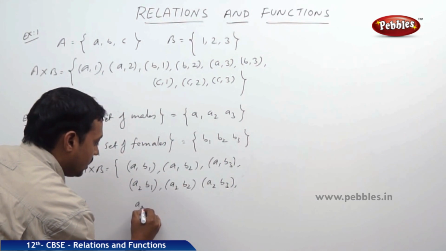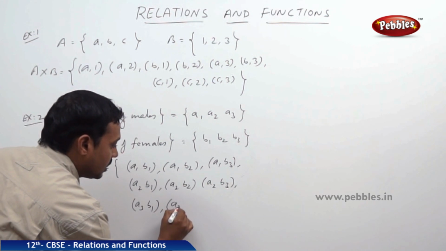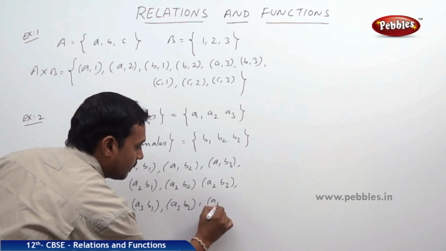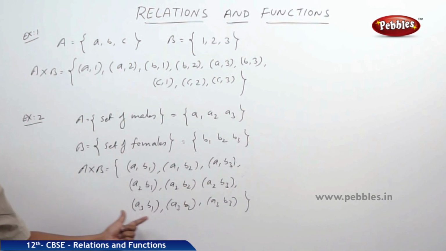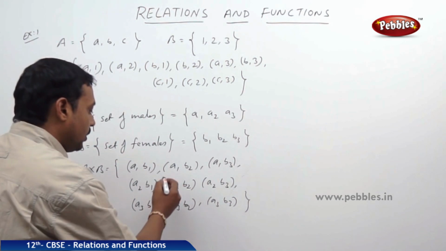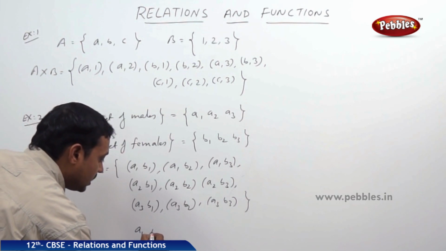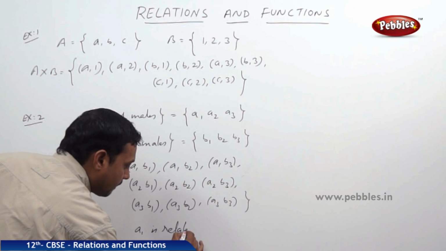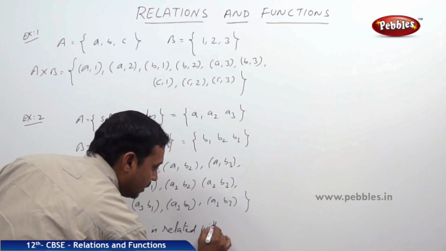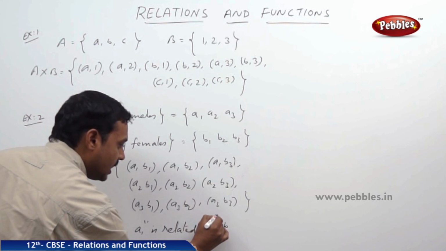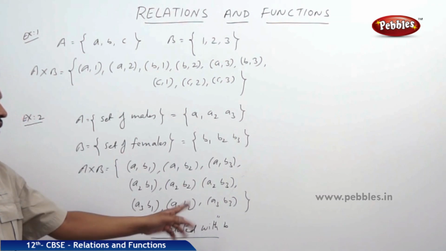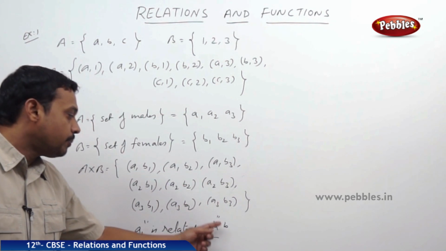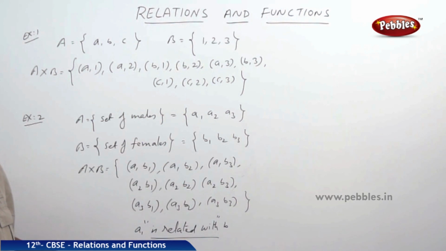Next with A3, A3, B1, A3, B2, A3, B3. Therefore, the set of all possible ordered pairs defined from A to B is known as a Cartesian product. Now, here A1 is related with B. That is the connection between the two objects A and B. This type of connection is known as a relation.